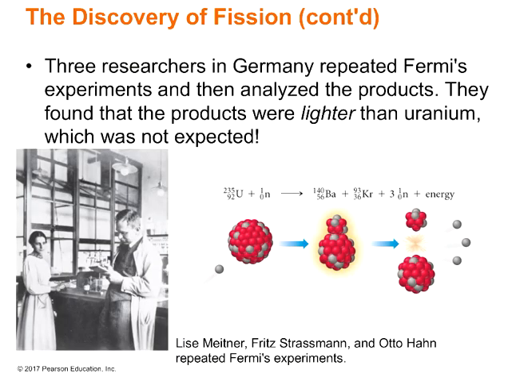So 3 researchers in Germany repeated Fermi's experiments and then analyzed the products, and they found that the products were actually lighter than uranium. They weren't the same atom with a higher mass. They actually ended up with 2 different elements that had smaller masses. So off on the left is a picture of, I think her name's Lise Meitner, if I'm pronouncing that correctly, and she was one of the scientists who worked on this project.